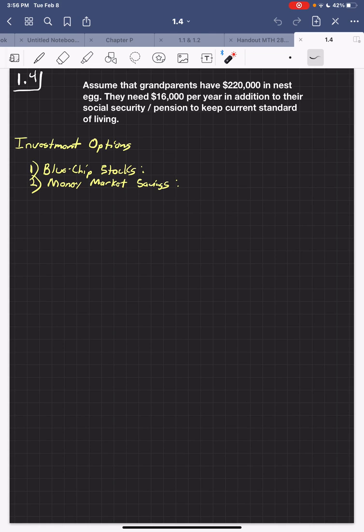So let's assume that your grandparents have accumulated $220,000 in some type of nest egg, some type of retirement fund, right? And both of them are about to retire. Now, they know what they're going to get every month, say from their Social Security check or from their pension. But they've sat down and done the math and figured out that they are going to need an additional $16,000 per year, right? So $16,000 in addition to what they get from their Social Security and pension in order to keep their current standard of living.